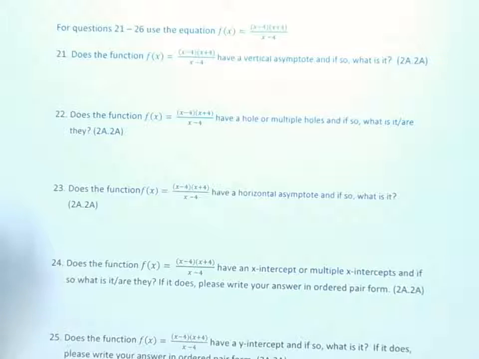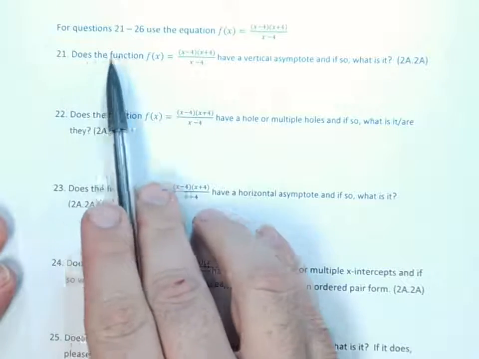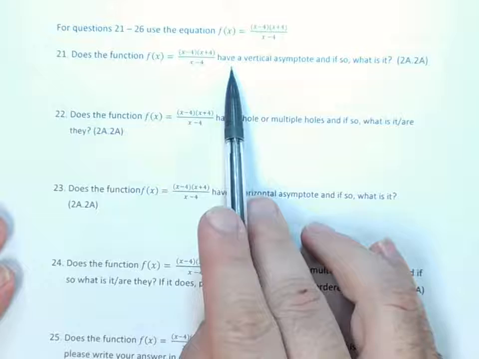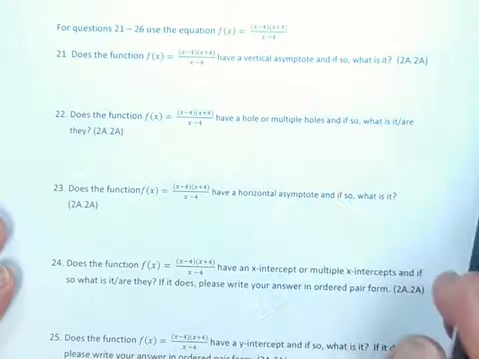I have made the questions a little different. On questions 1 through 6, I simply asked what is the vertical asymptote or the x-intercept or the y-intercept or the domain or whatever the other stuff is. Here I ask, does it have that? And if so, what is it? So 21, does this function have a vertical asymptote? And if so, what is it?